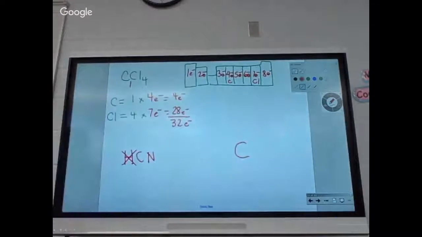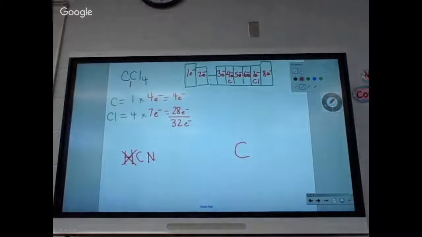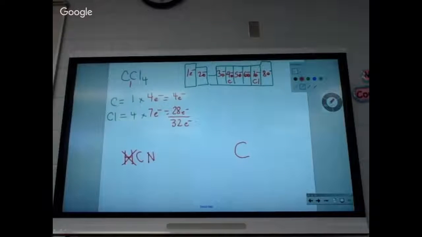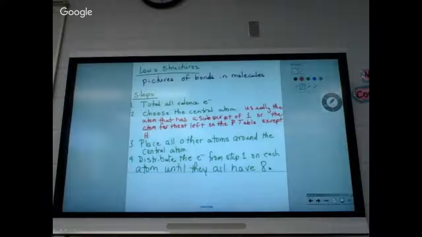So you have 3 elements, all of them have a subscript of 1. You see how I picked H and we said no H? Because if we go back to our steps, usually the atom that has the subscript of 1 or the atom that's farthest left on the periodic table, except H. So H can't be the central atom. So look at where C is and where N is on your periodic table. We picked C.